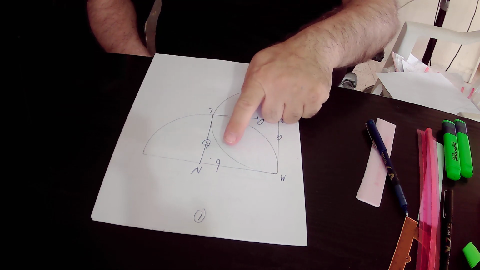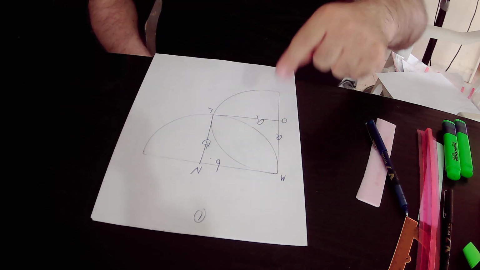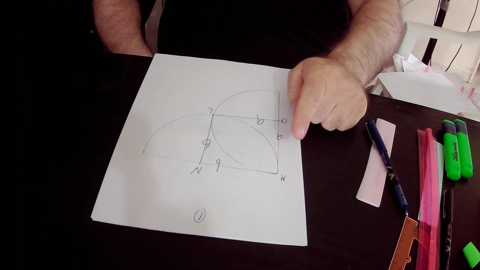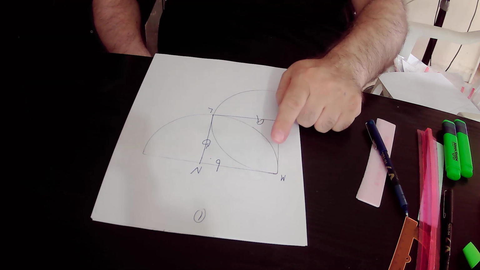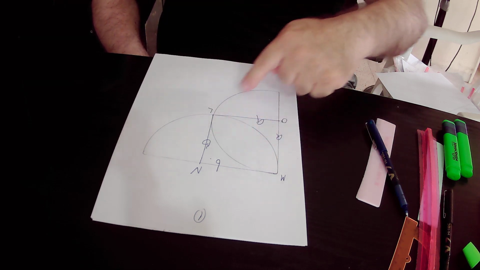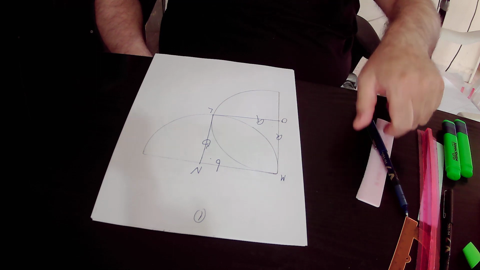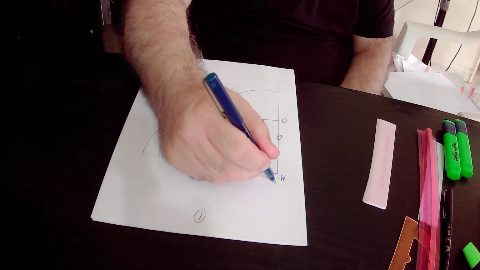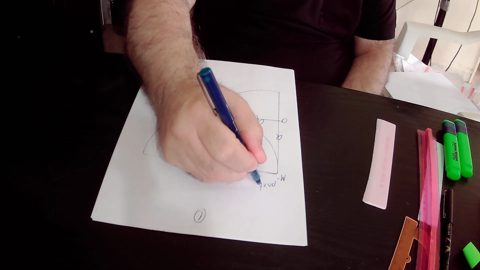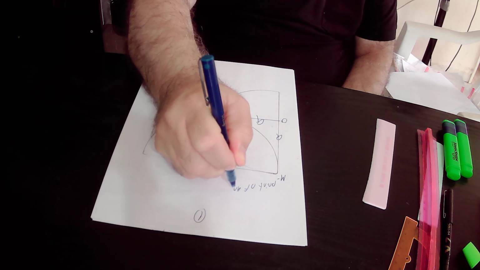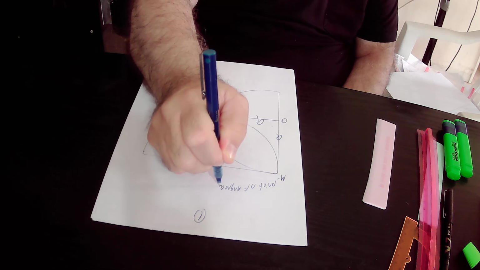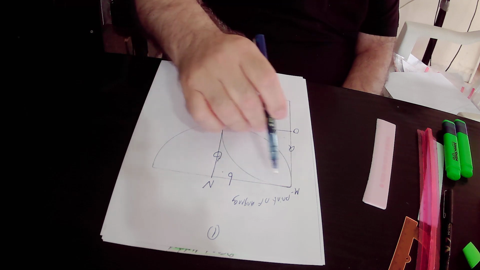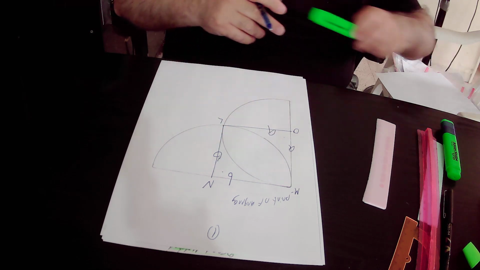MN is the radius of this semicircle, but MN is not only the radius of this semicircle, it is also tangent to this semicircle at point M. Point M is the point of tangency of tangent MN with this semicircle. Okay.